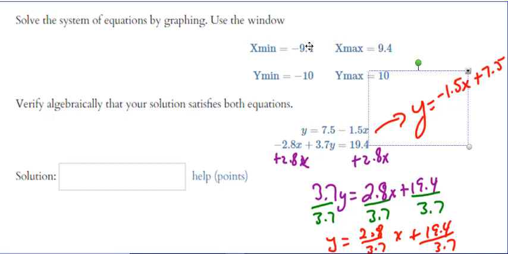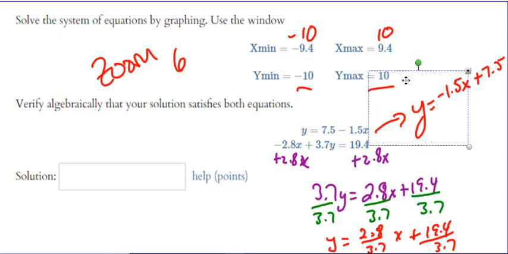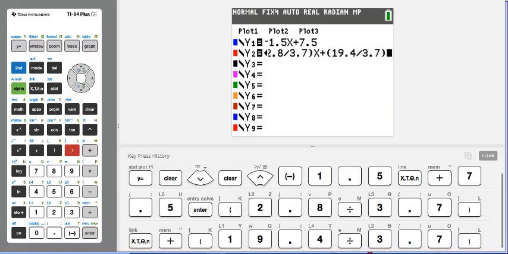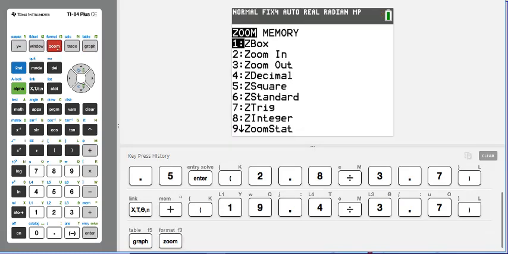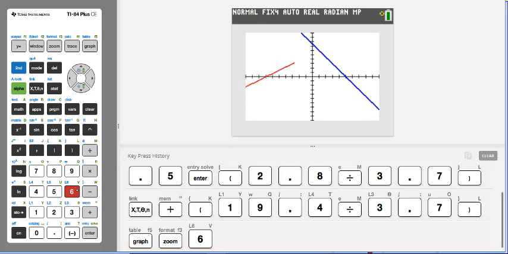It says x min is negative 9.4, x max 9.4. What we can do is we can use Zoom 6, which is Zoom standard, and it really gives me a negative 10 to a positive 10, and then same thing for the y's. Okay, so when we do this, we're just going to hit graph, no big deal, and then we're going to hit Zoom 6, right? And what that does is it puts it negative 10 to positive 10 on both axes.